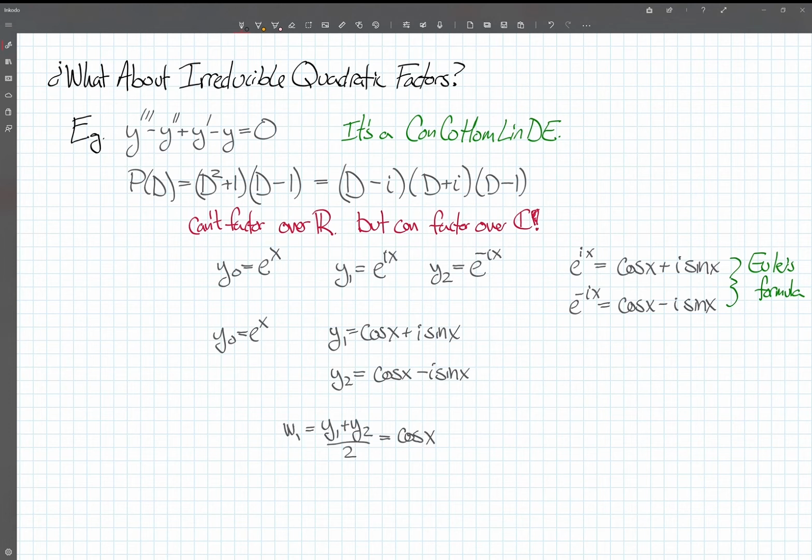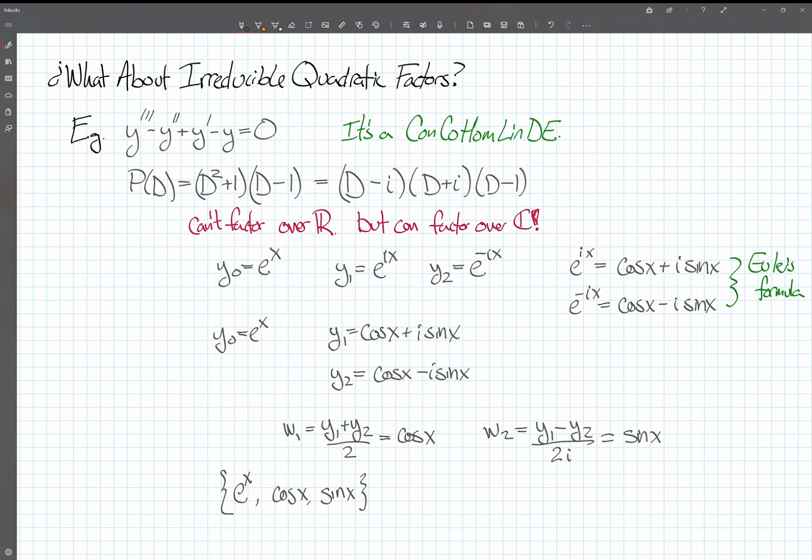I went ahead and divided by 2 also, so that instead of getting 2 cosine x, I just get cosine x. We can do the same thing to isolate the imaginary part. You can see there that we're going to get a sine x. We have to divide by 2i because each imaginary part has an i in it. All right, why are we allowed to do that? Well, if y1 and y2 are solutions, this is a linear equation, then any linear combination of them should also be a solution, so w1 has to be a solution. And then the same for w2, right? w1 and w2 are just linear combinations of y1 and y2. So now we've got 3 solutions. And those solutions are real valued solutions, which is the kind of thing we're in the market for.